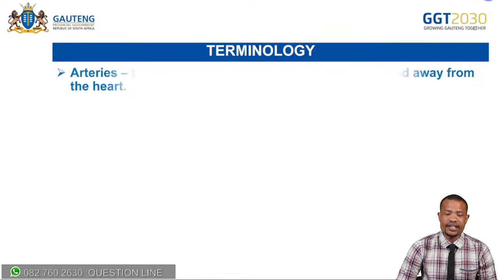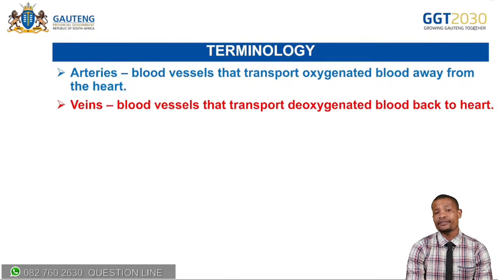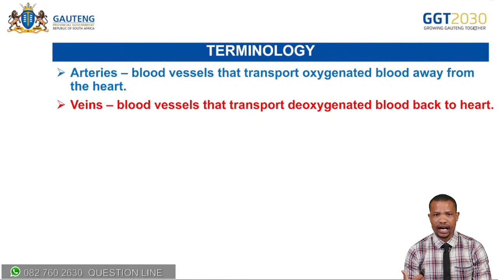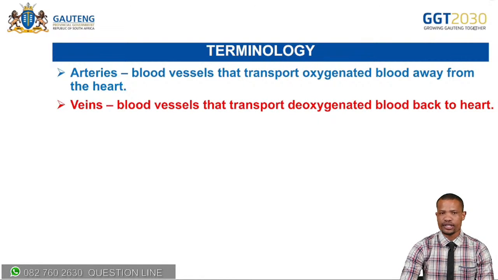Right, so the first term we are going to define is an artery or arteries. Arteries are blood vessels that transport oxygenated blood away from the heart. Okay, oxygenated blood is blood that is rich in oxygen. Veins are blood vessels that transport deoxygenated blood back to the heart. So the arteries away from the heart, the veins back to the heart, and it's deoxygenated.